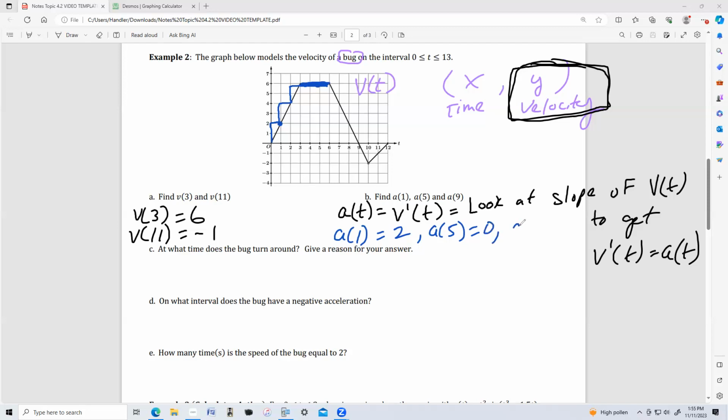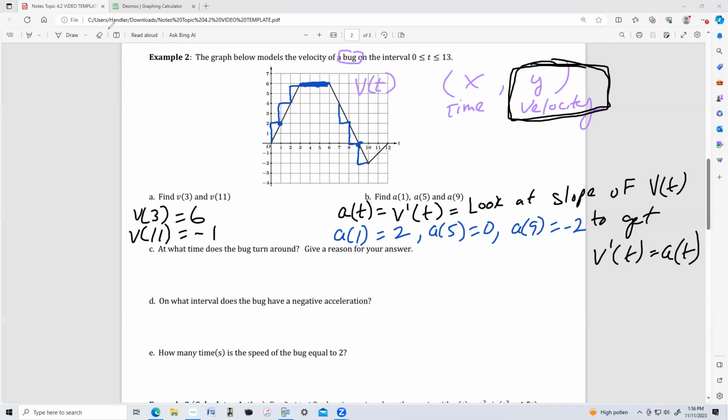And then finally, a of 9. At 9, your slope is down 2 over 1, down 2 over 1, which is -2. So again, the y coordinates of the velocity graph tell you velocity, and the slope of the v graph is v prime, which is acceleration. I hope that makes sense.